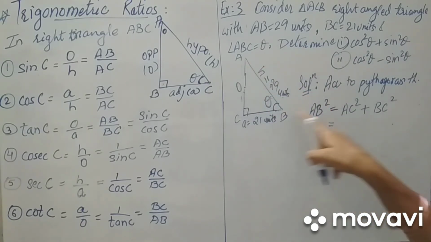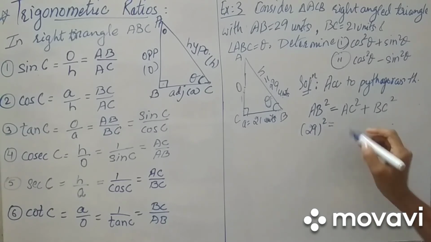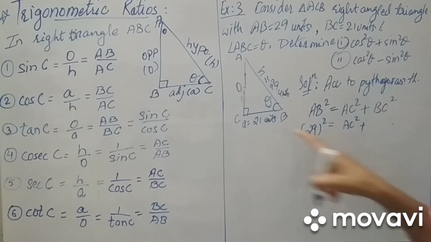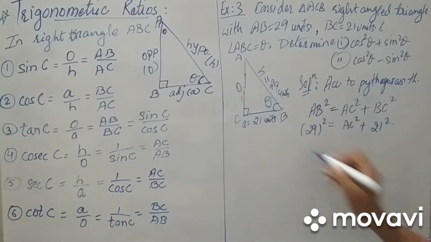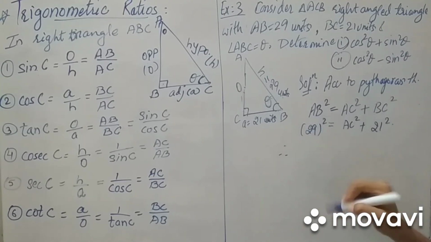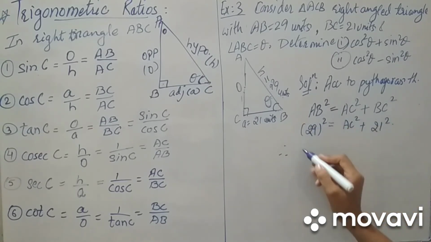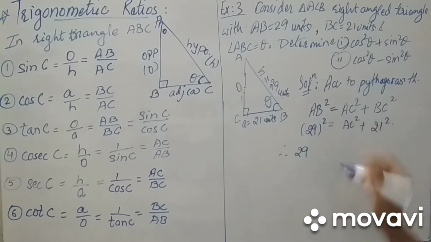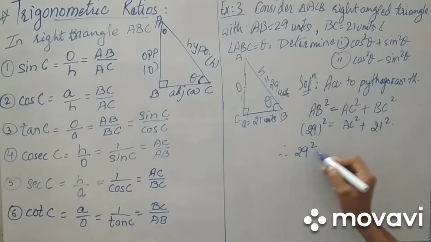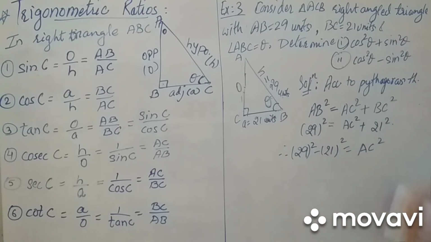Now, AB square is given as 29 square, AC we want to find, plus BC means 21 square. So how will we proceed? It's quite tedious, lengthy work to get the squares. So what I am doing is taking 21 square also to the left side: 29 square minus 21 square is equal to AC square.